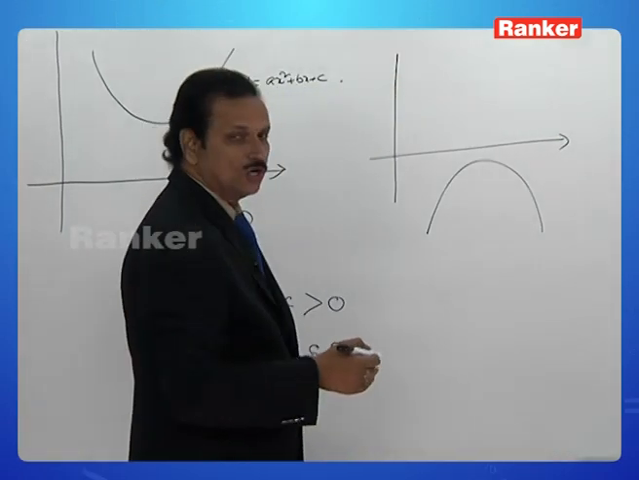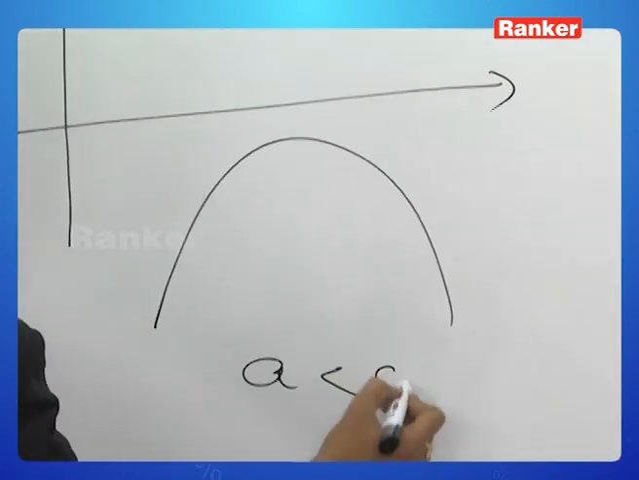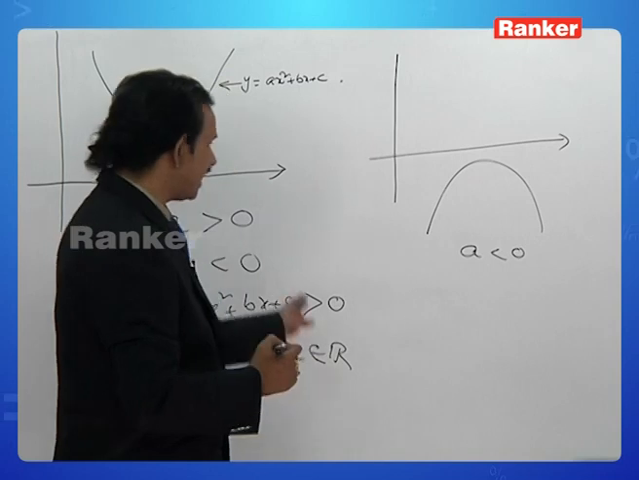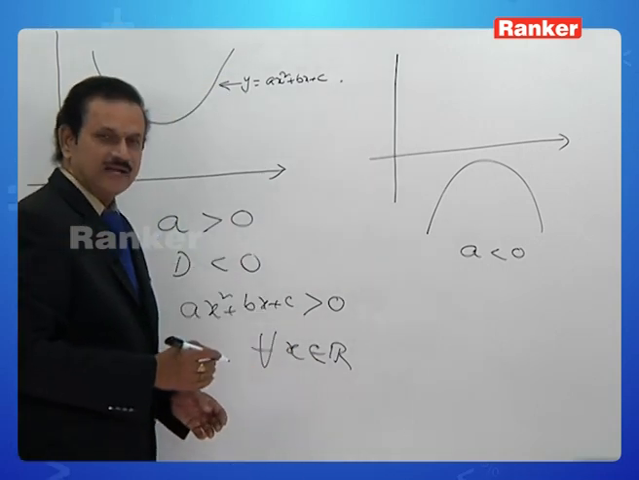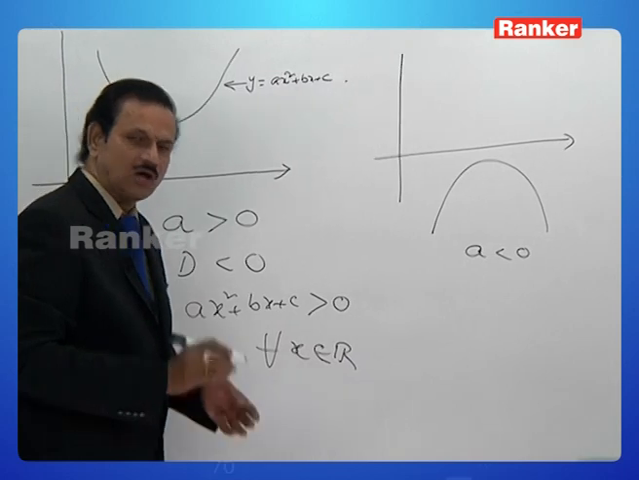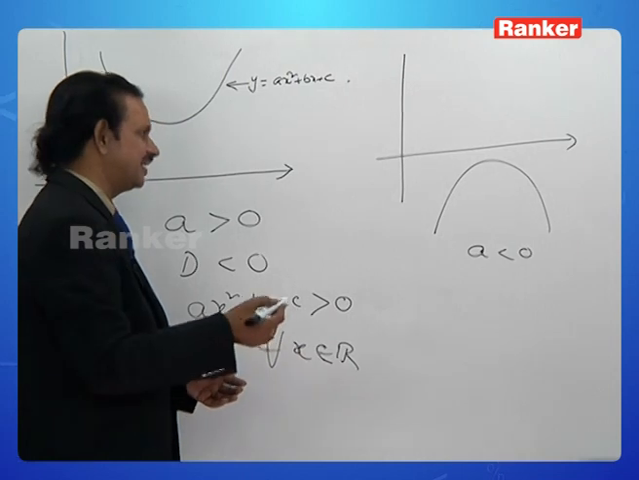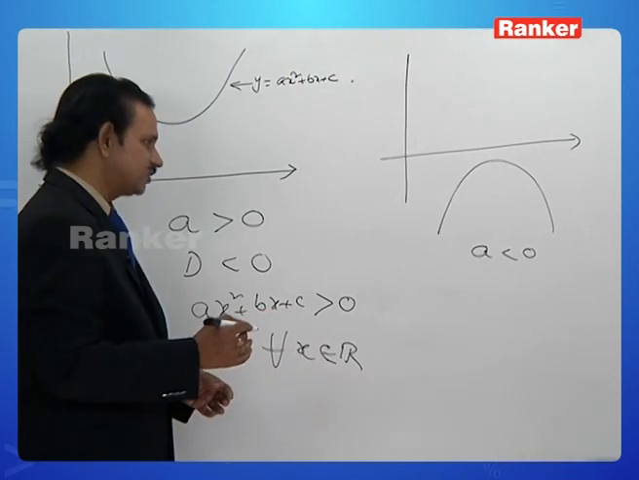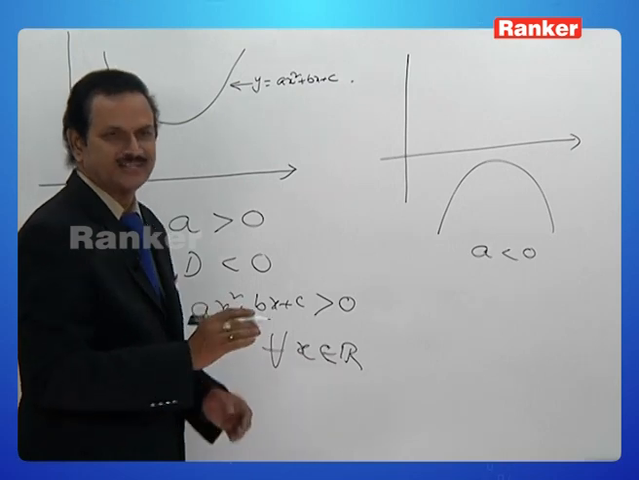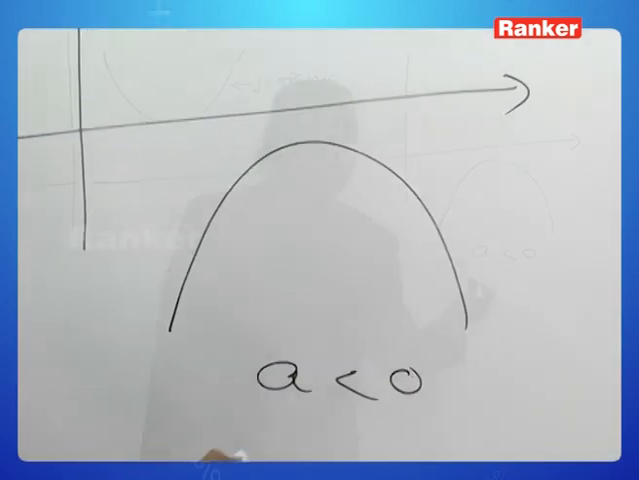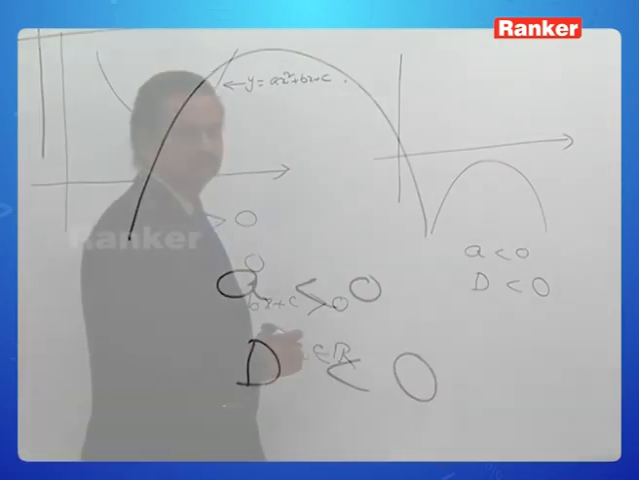Of course, it is opened downwards. That is, a is less than 0. Moreover, just like in the previous case, there also the parabola does not meet x-axis at all. No points can be seen on x-axis relative to the graph. So, ax square plus bx plus c is equal to 0 cannot possess real roots at all. Hence, here also the discriminant d is less than 0.